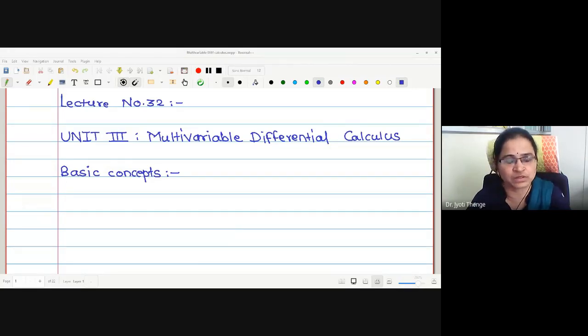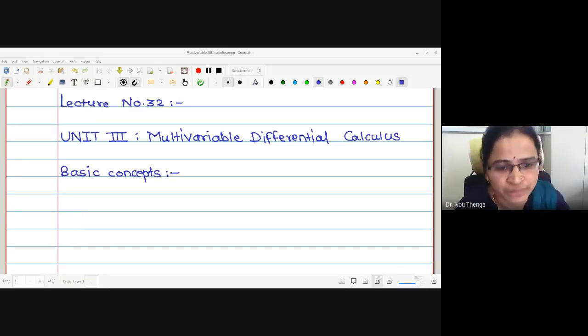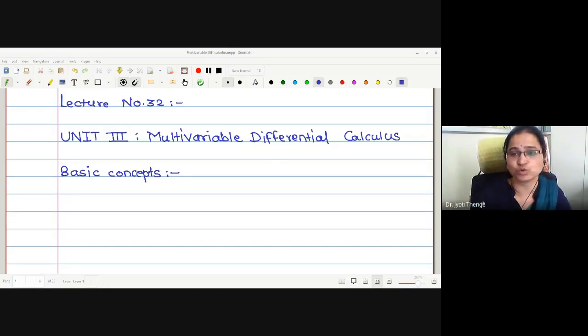We have two different methods to solve. First, we can use the Darboux sums and the method of finding the upper integral and lower integral and showing them equal. Or one can use the Riemann sum method, in which we are supposed to find the limit of the Riemann sum. If the limit exists, the function is integrable. If not, it is not integrable.